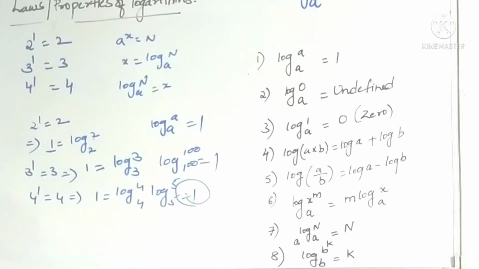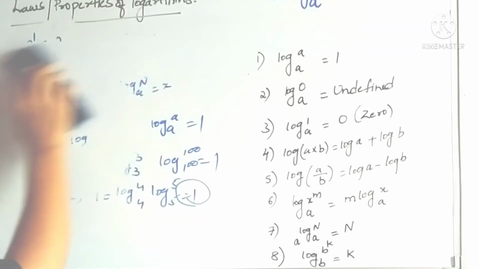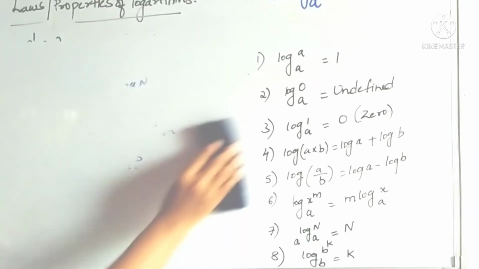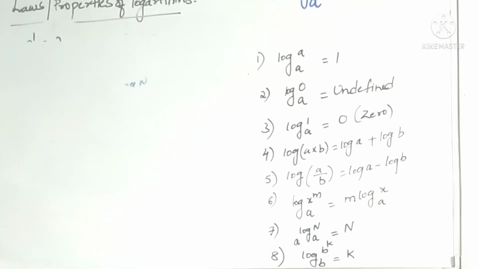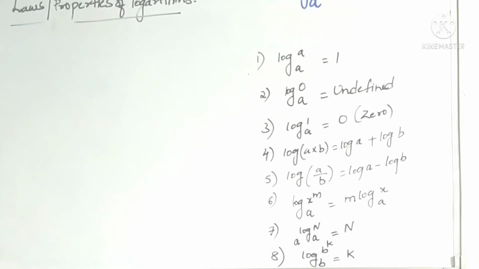So what is our first one? Log a base a is equal to 1. Okay. Now we will see the second one.